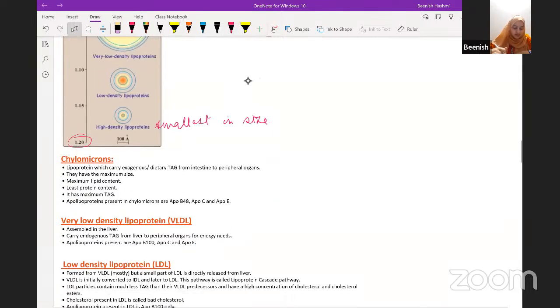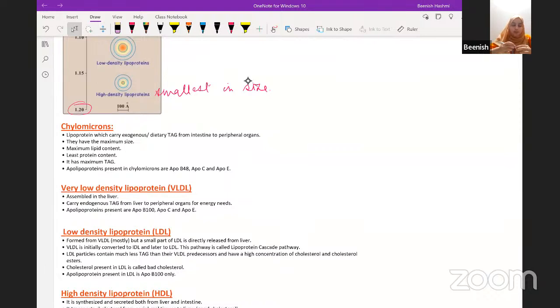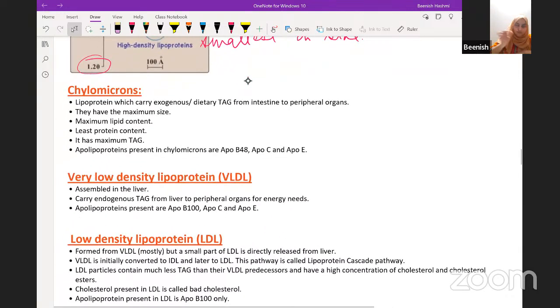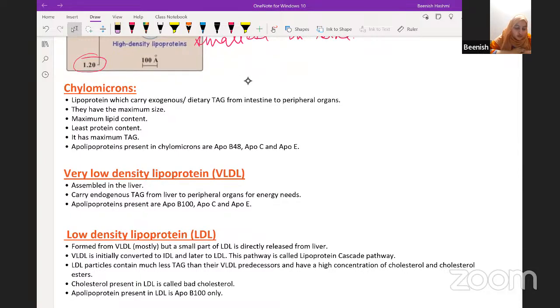Now let's take each of the lipoproteins one by one. I'll introduce you to some of the key facts about each of the lipoproteins. Beginning with chylomicrons. Chylomicrons are those lipoproteins which carry exogenous or dietary TAG from the intestine to peripheral organs. So they are involved in transport of your dietary or exogenous TAG, that is whatever you're having from outside, from the intestine to the peripheral organs.